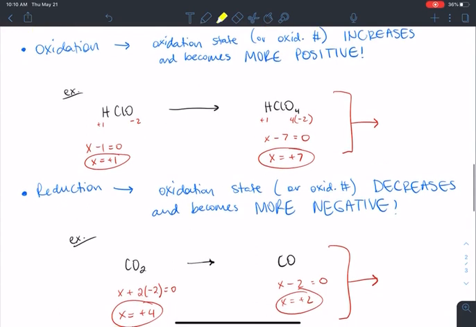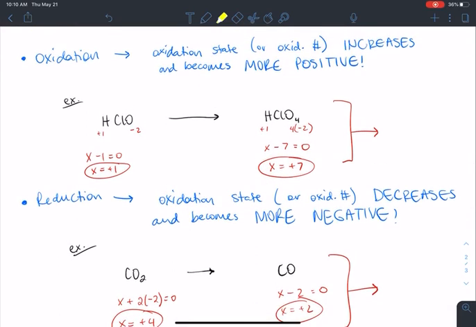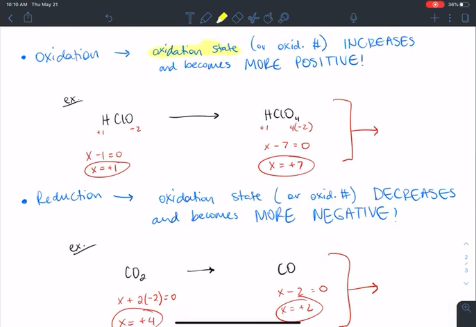So how do we know if something was oxidized? Well, if oxidation occurs, that means that the oxidation state, which is all those things we just calculated, or the oxidation number, increases and becomes more positive, which implies that we lost electrons, right? So as an example, if we start with hypochlorous acid and we go to perchloric acid, if we calculate the oxidation state of chlorine here, you'll find that it's +1. If you calculate the oxidation state of chlorine here, you'll see that it's +7.